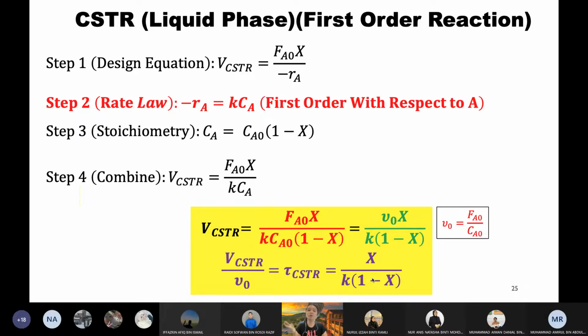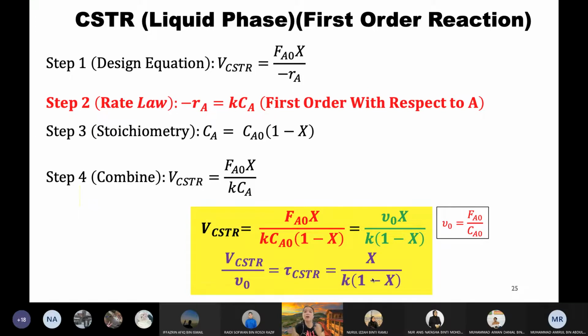So katakan kamu confused mana satu kita nak guna. It depends on the question. First, dia nak cari volume ke dia nak cari space-time? Katakan dia nak cari volume. Apa information dia beri? Do they give us FA0? Do they give us CA0? Kalau dia beri, you use the first version. Let's say they don't give. They give you inlet volumetric flow rate. You can use the second version. So that's how you differentiate.